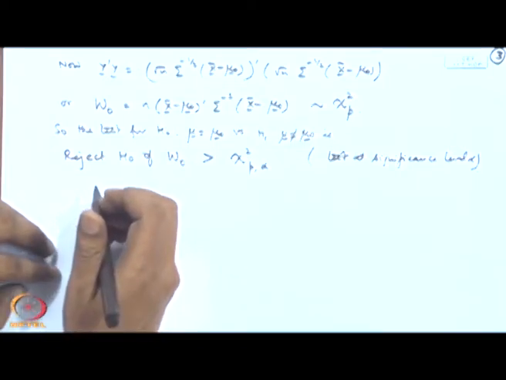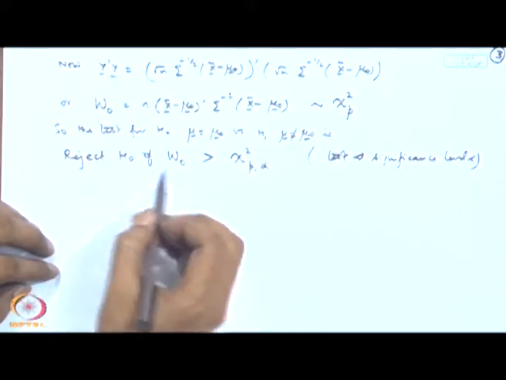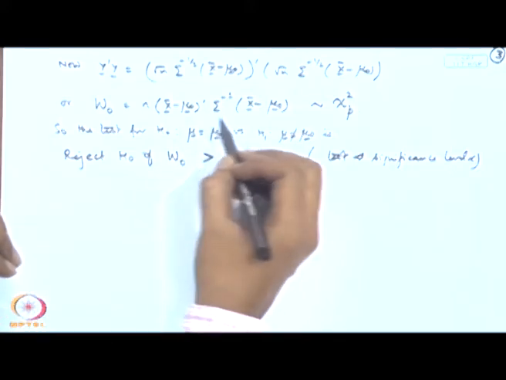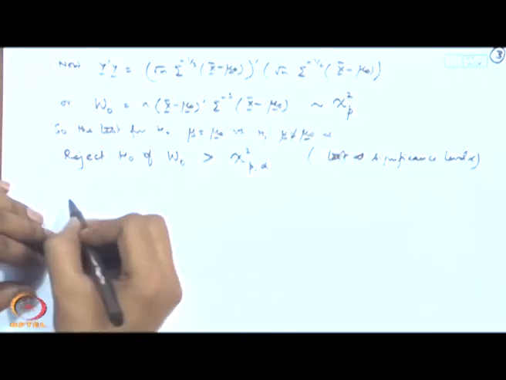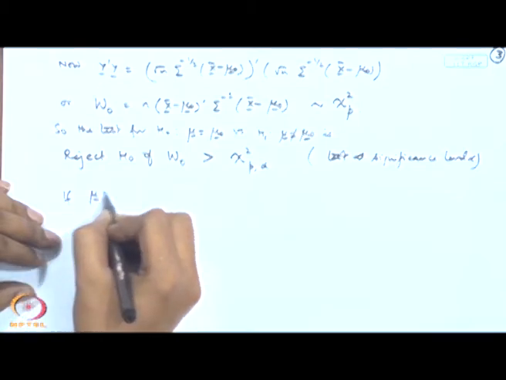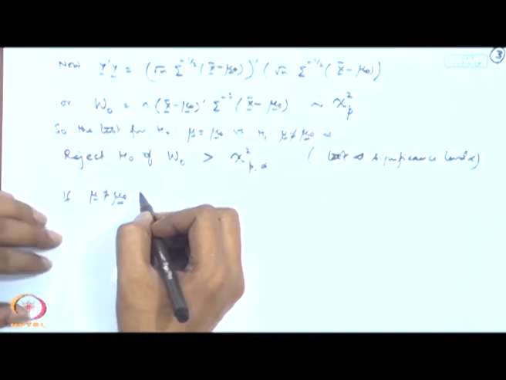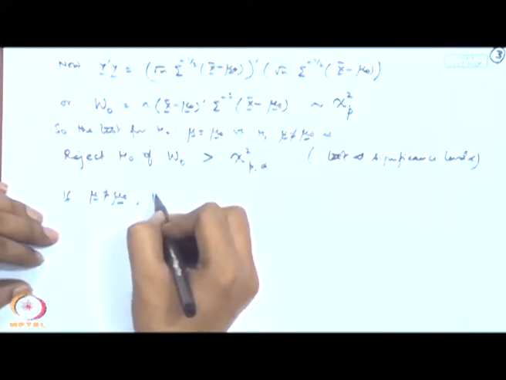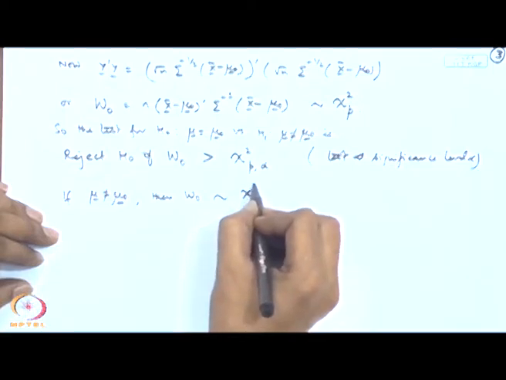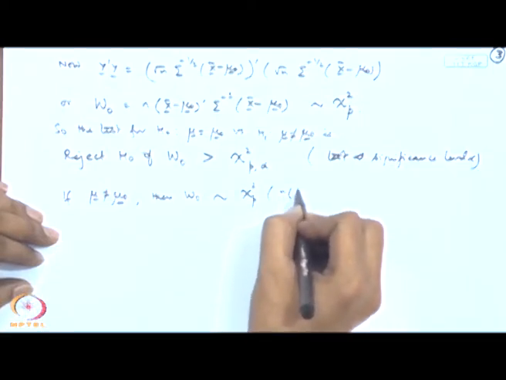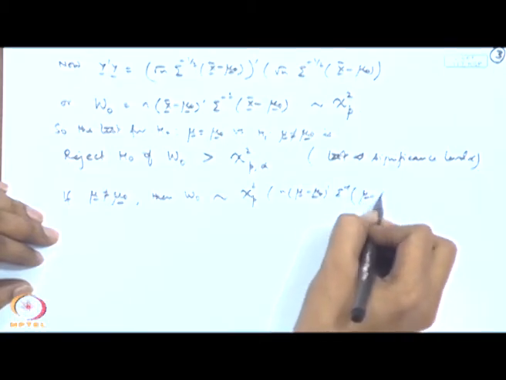Now, we can also consider based on this, see here what we are getting is that we are assuming mu is equal to mu naught. If mu is not equal to mu naught, and then if I consider the distribution of w naught, then that will be non-central chi square with non-centrality parameter (mu minus mu naught) prime sigma inverse (mu minus mu naught).